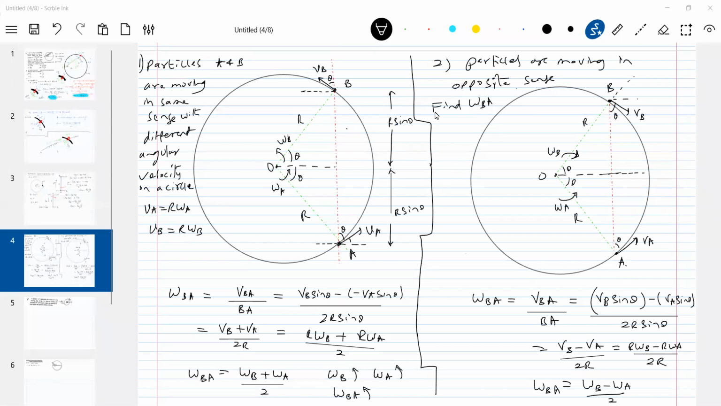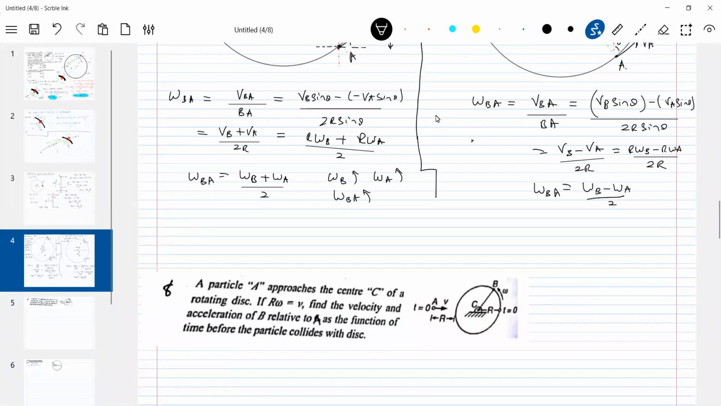The direction of omega BA depends upon which is greater. If omega B is greater than omega A, omega BA will be in the direction of omega B. If omega A is greater than omega B, the direction of omega BA will be in the direction of omega A. The greater one will determine the sign. Okay, fine. So let's go for the numericals. See the same thing, how numericals will come.